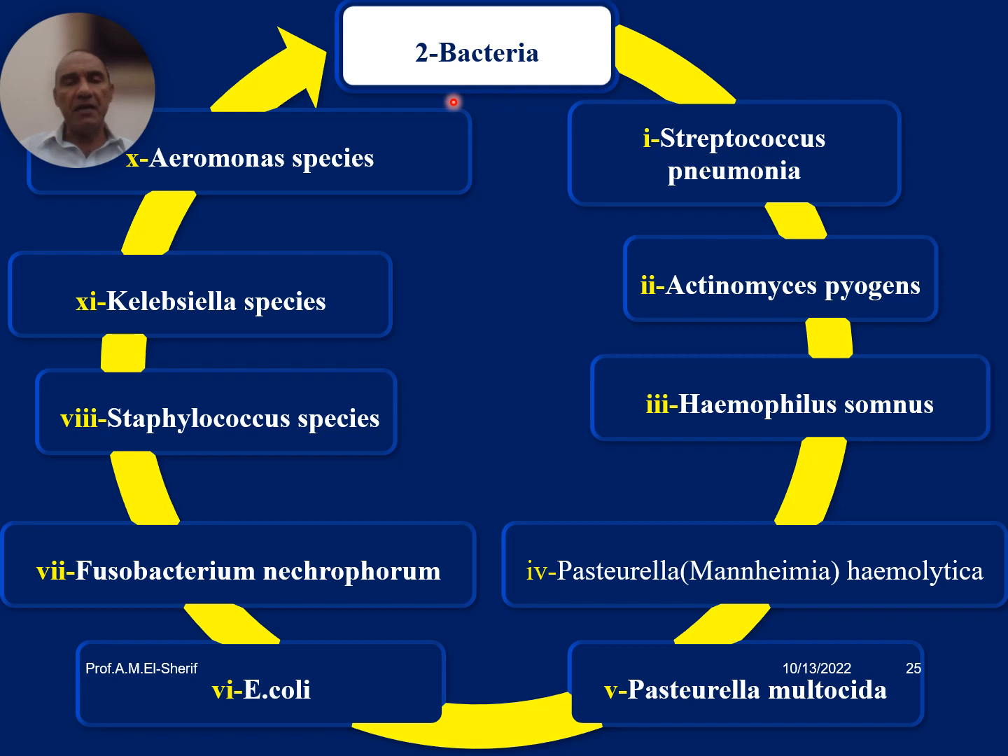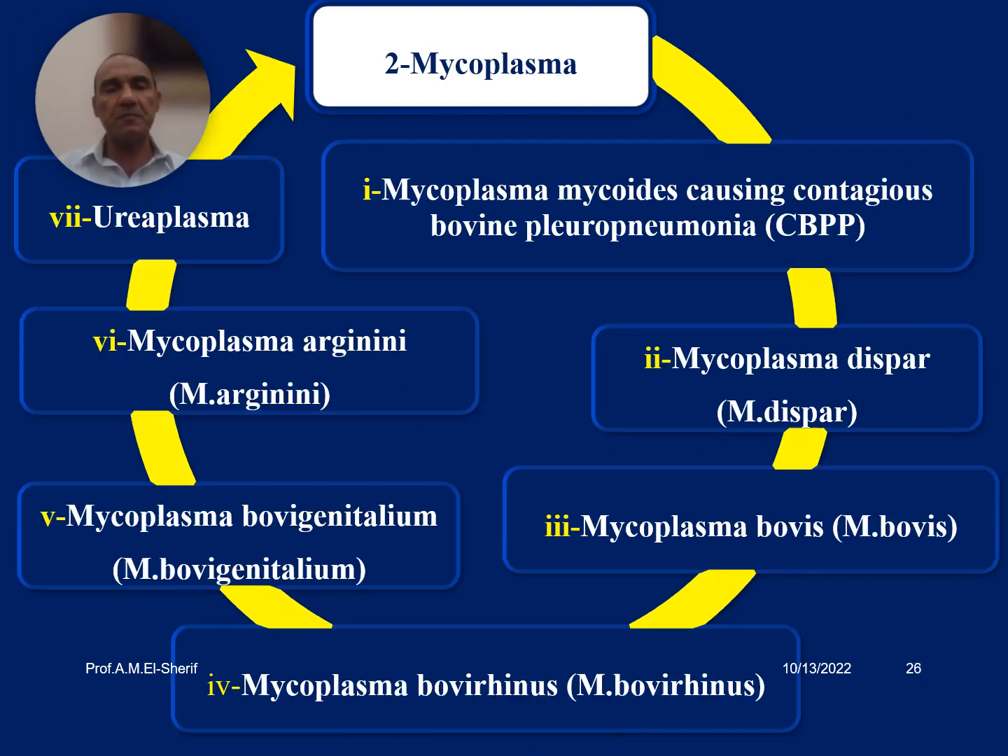The bacteria as a pathogenic risk factor, we have 10 names of bacteria: Streptococcus pneumoniae, Actinomyces pyogenes, Haemophilus somnus, Pasteurella or Mannheimia haemolytica, Pasteurella multocida, Escherichia coli, Fusobacterium necrophorum, Staphylococcus species, Klebsiella species, and Aeromonas species.